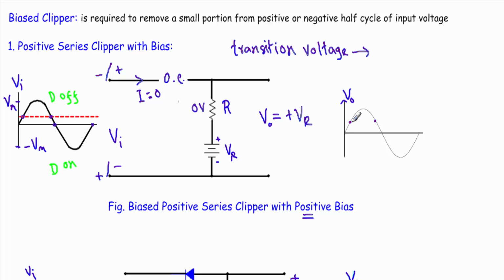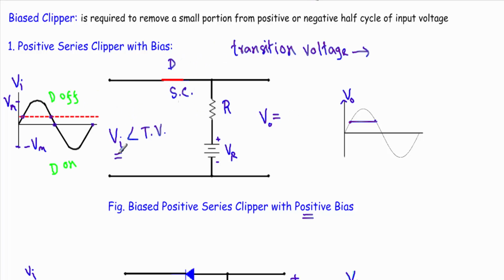From this point to this point, the input voltage is greater than the transition voltage and our diode is in off state, so our output voltage will be equal to plus Vr. Now consider this portion of the input voltage. When the input voltage is less than our transition voltage, in that case this diode will be in forward bias. Therefore, I can replace this diode with a short circuit.